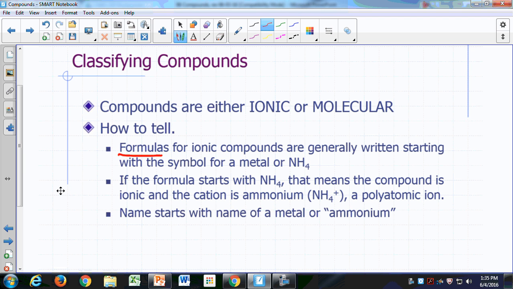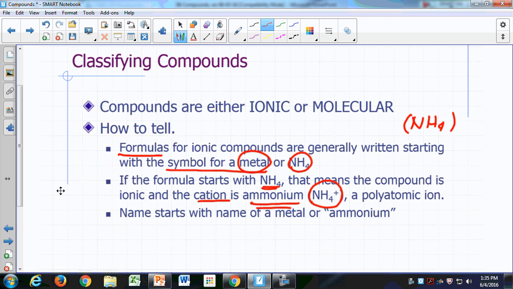If you're given the formula, if it's an ionic compound, the formula will generally be written starting with the symbol for a metal. Okay, or you might see that NH4 grouping in the formula. And that NH4 might start off with a parenthesis around it, may or may not. Now if the formula starts with NH4, that simply means that the compound is an ionic compound, and the positive ion, the cation, is a polyatomic ion known as ammonium. Okay, so the formula for ammonium ion is NH4+.